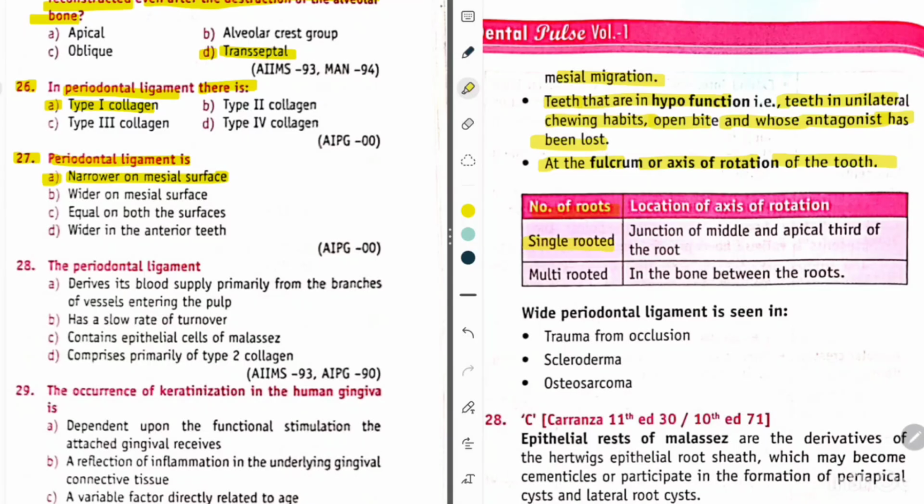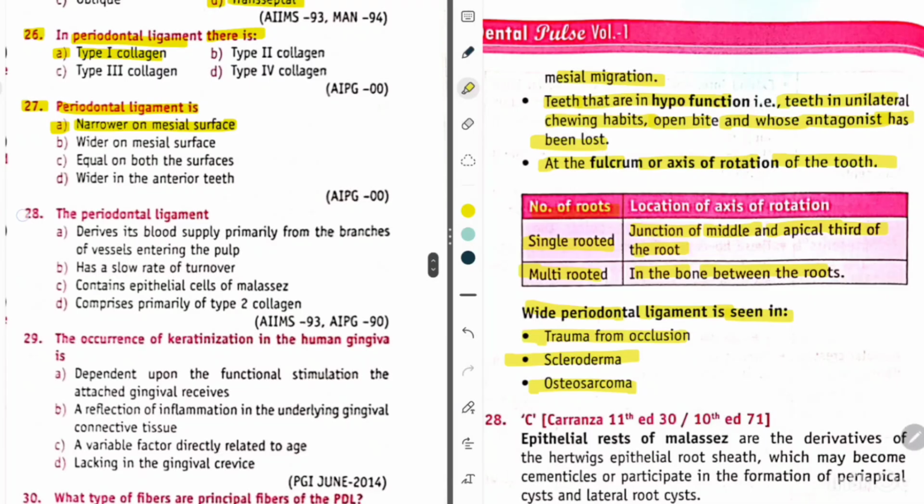So in single rooted tooth, the location of axis of rotation is the junction of middle and apical third of the root, and in multi-rooted tooth, the location of axis of rotation is in the bone between the roots. So in these areas, the periodontal ligament will be narrower. Now wider periodontal ligament is seen in trauma from occlusion, scleroderma and osteosarcoma.